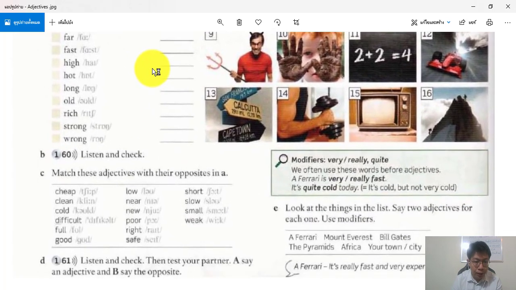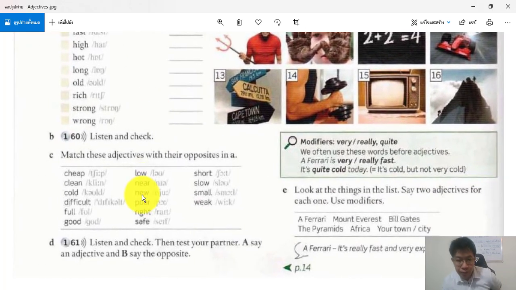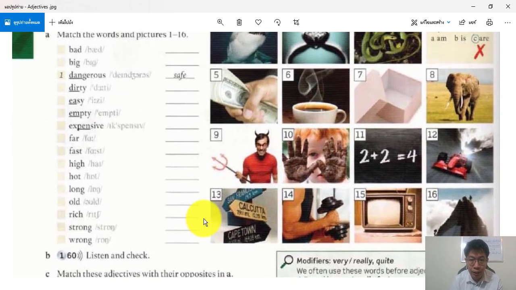Okay, so I don't have to translate the adjectives for you in Khmer. You can check the dictionary by yourself and find out more information about it. Okay, because we are already adults, we're not like children, so we don't need translation.